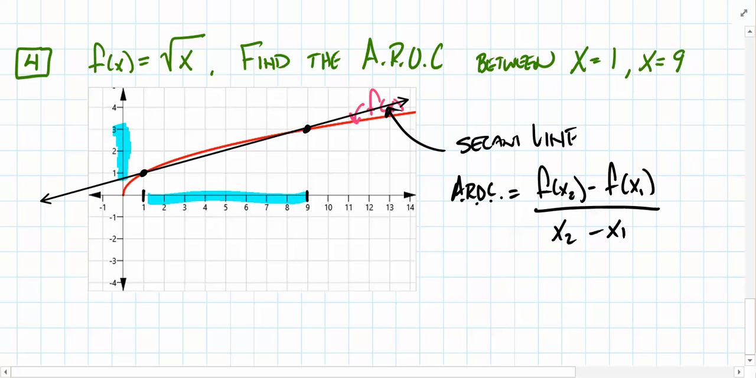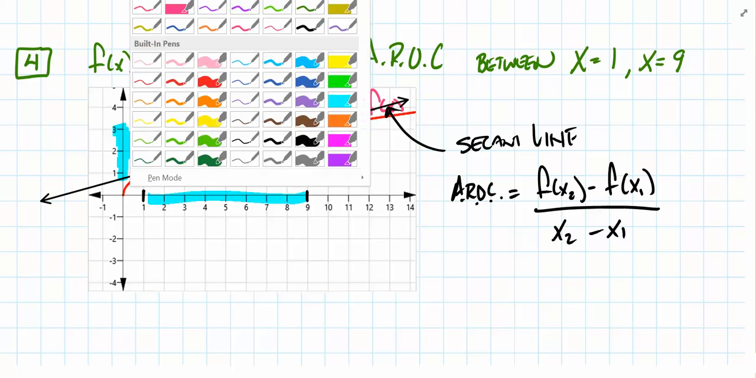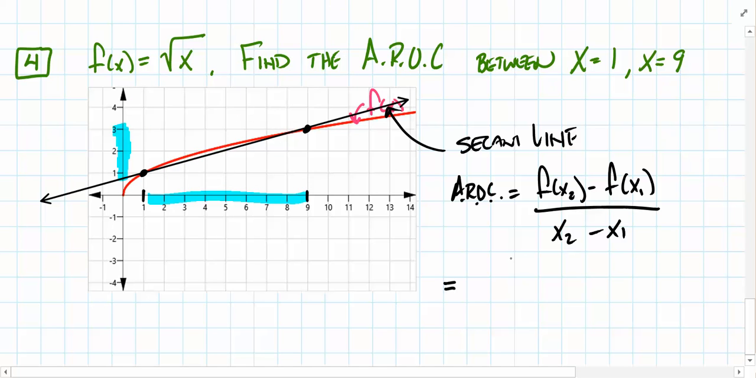So how do I compute f of x2? Well, it's right here, right? So what would that be? F of x2 is what value? 3. Very good. What's f of x1? 1. Good. What is the value of x2 itself? 9. Good. What's the value of x1 itself? 1. Very good. So 3 minus 1, that's 2. That's 2/8, which reduces to what? 1/4. There you go. So the average rate of change for this function between the values of 1 and 9 is 1/4.